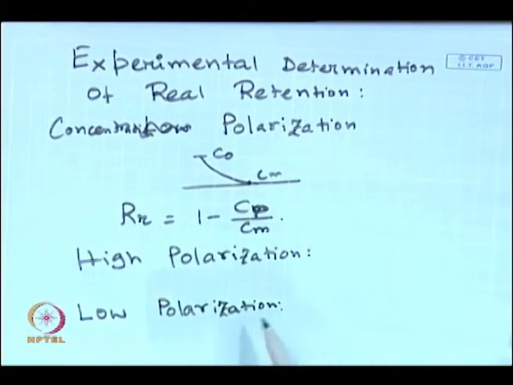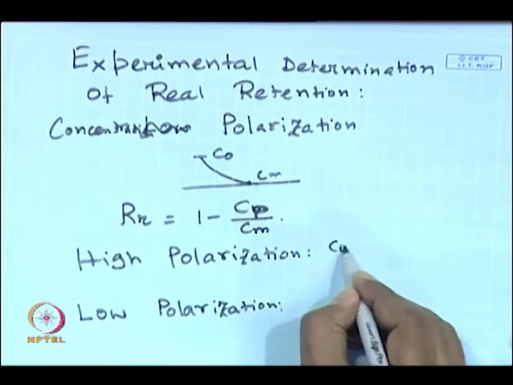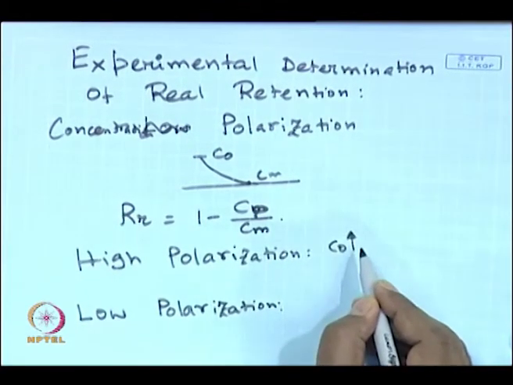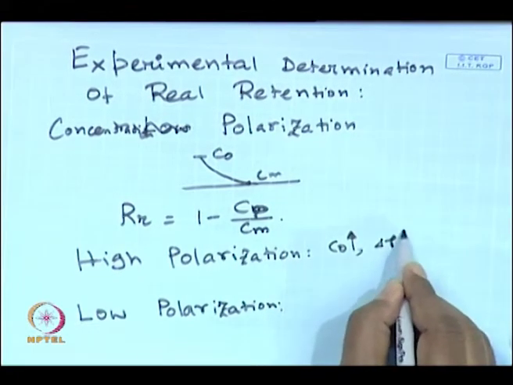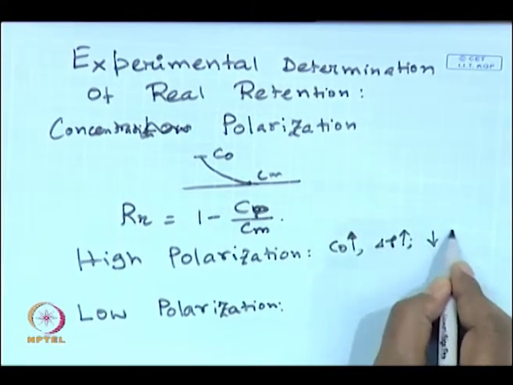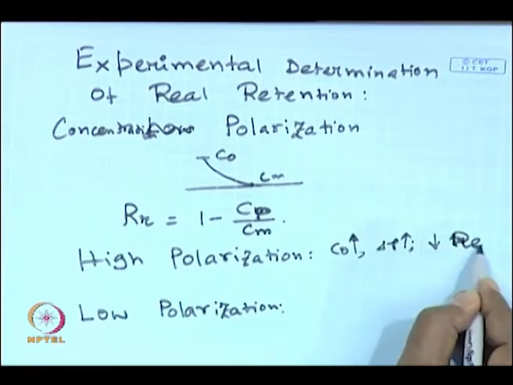This high polarization and low polarization are directly related to the value of membrane surface concentration. If the membrane surface concentration is high, we call that a high polarization condition. High polarization condition will be obtained when you have a high concentration of the solute in the feed, a high value of delta P, and a low value of turbulence, that is, low Reynolds number.